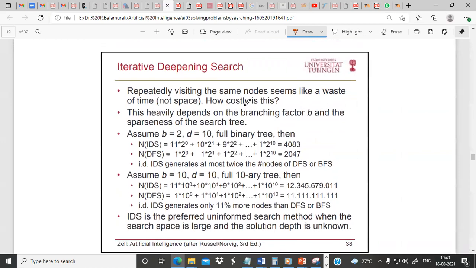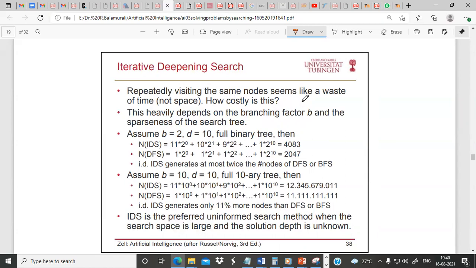So there is one critique with this algorithm, that is, the nodes in the path have to be explored multiple times. If the goal is available at depth 5, then the nodes in the previous levels should be explored multiple times. But this is not a serious problem. So that's what we are going to discuss in this example.